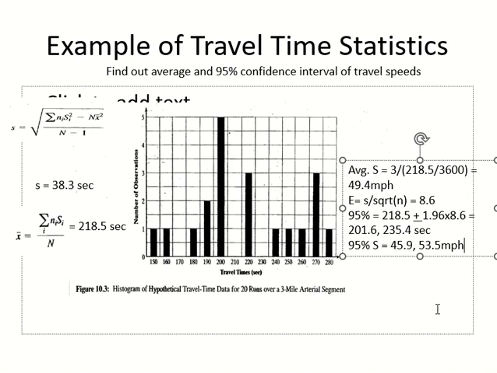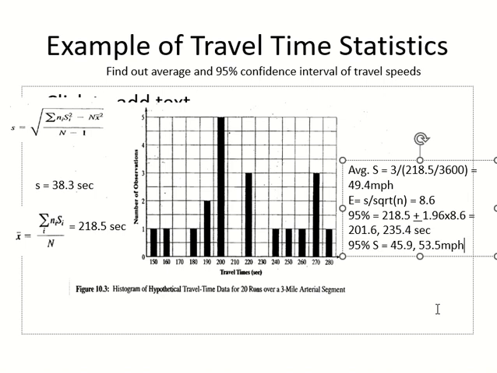Then for 95% confidence interval, I need the e-value, and e-value requires the standard deviation. So first of all, I have to calculate the standard deviation, then the e-value, and then you can calculate the 95% confidence interval of what? Travel time. And then using the 95% confidence interval of time, we'll do distance upon time, we'll get the 95% confidence interval of speed. Clear? Okay.